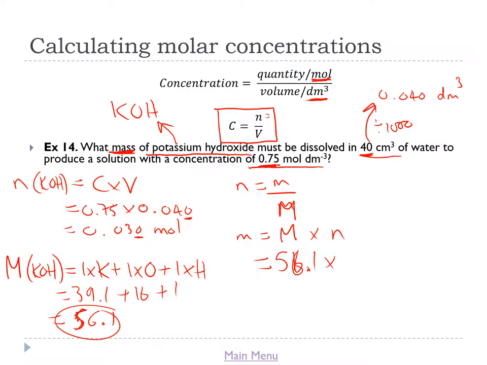And we've got our number of moles, 0.03, so 56.1 times 0.03 equals 1.683, but we've only got two significant figures, so we're going to need to round, so that's going to come to 1.7 grams. And that is our final answer.